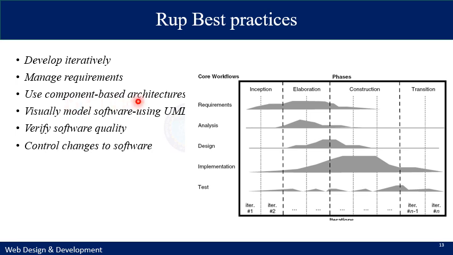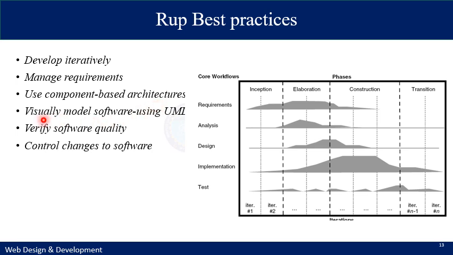Using component-based architecture is another best practice. If you design your application into components, it will be very easy to manage the changes in each component. For example, if you require a change in one component and your application supports component-based architecture, you do not have to worry about the other components, and you can change only the single component that requires the change.